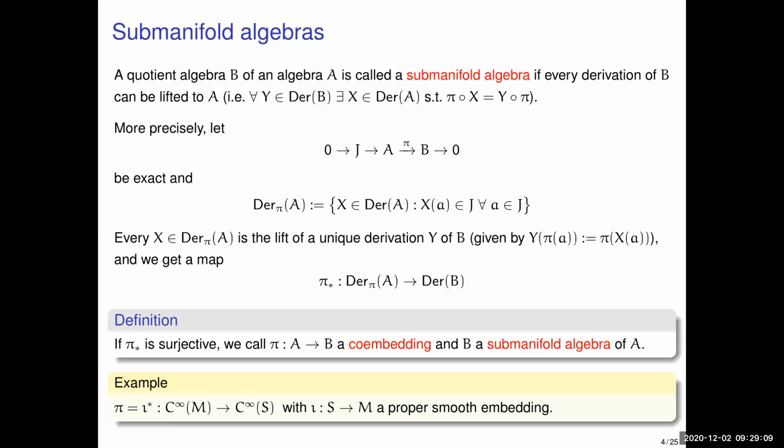So this is, say, the main commutative example. And of course, one may wonder if that's all, even in the commutative case, if this is all we have to say about these submanifold algebras, or there is something else. Okay, so just to repeat, the reason why I called this pi a co-embedding is simply because it's, in some sense, some kind of dual of a smooth embedding.